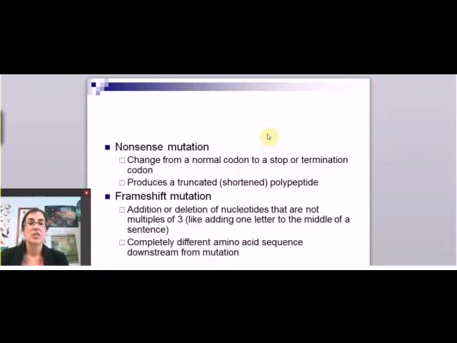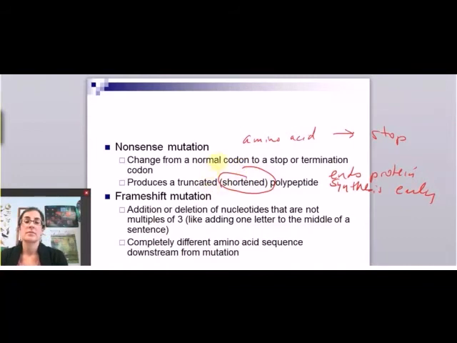Nonsense mutations are changes that will change a regular codon, so an amino acid, in that position into a stop. So it ends the protein early. It's going to cause protein synthesis to end early, so you will end up with a shortened protein. The rest of the protein won't be translated. So once you see the stop codon, no other amino acids are added on to that.